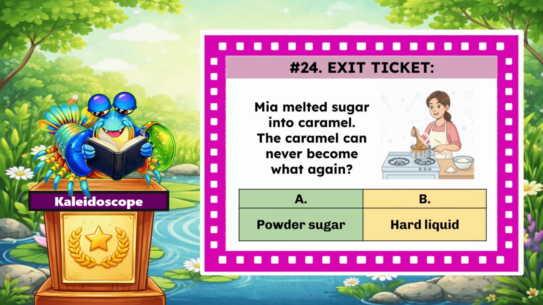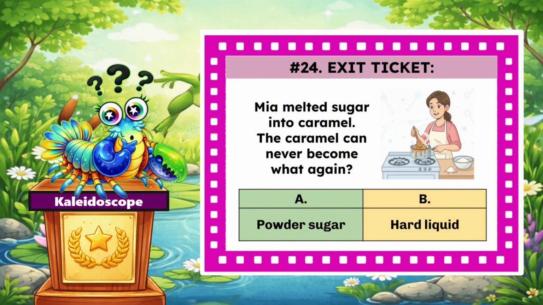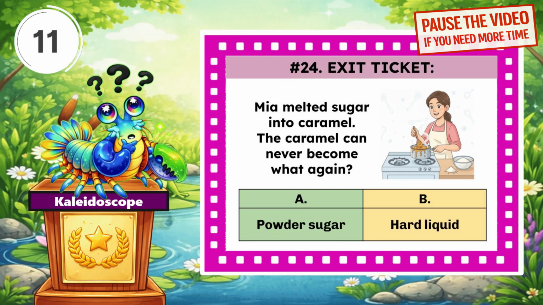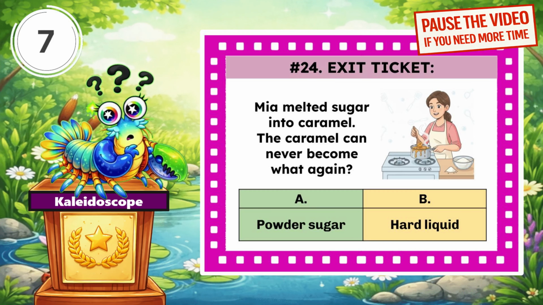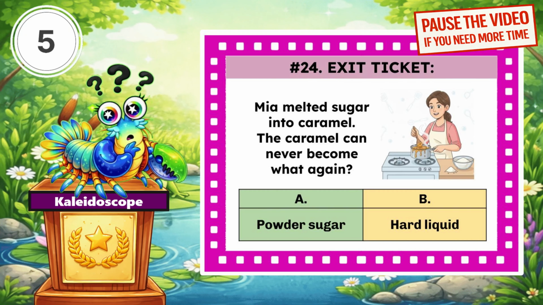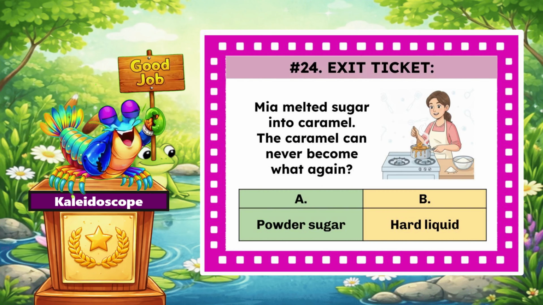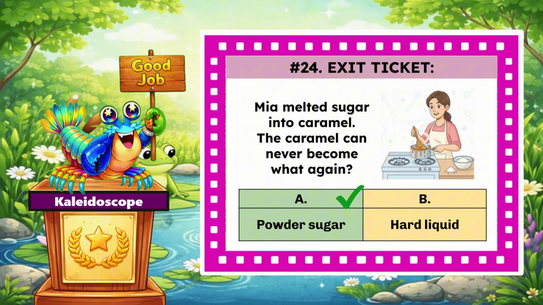Mia melted sugar into caramel, but caramel can never become what again? And the correct answer is letter A, powder sugar.